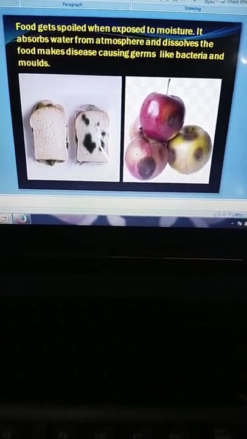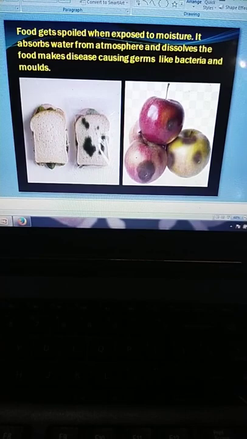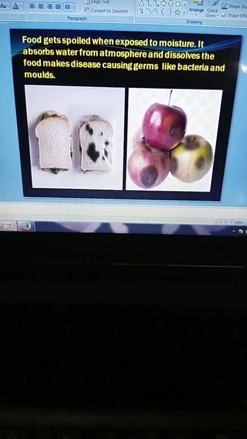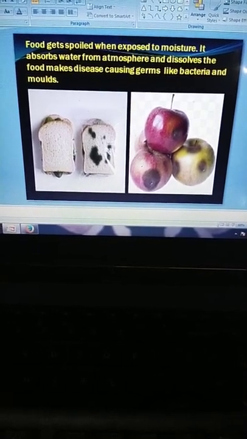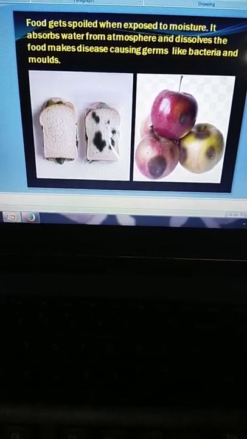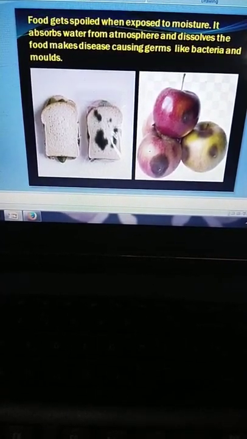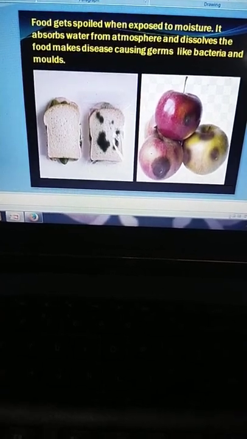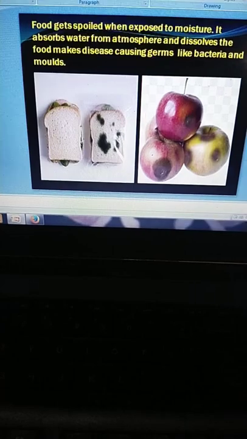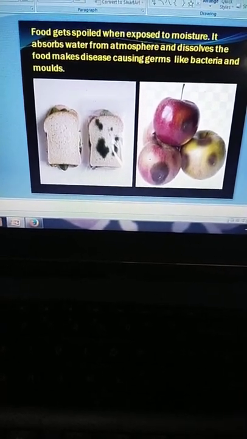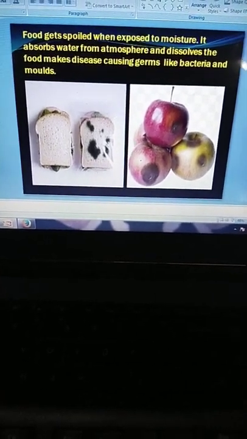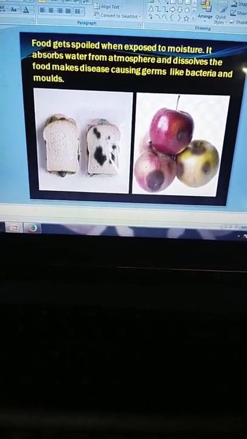Molds are the soft, green or grey colored growth that develops on old food or objects that are kept for too long. You can see the pictures. Here the bread and the apples are kept uncovered in an unhygienic place, so black or green type structures are developing on it. These are called molds. Now let's move on to our next topic.